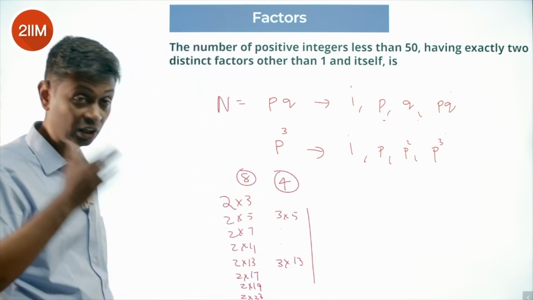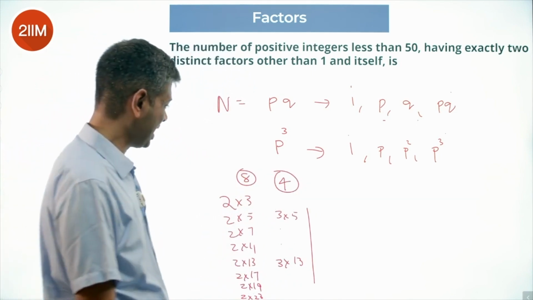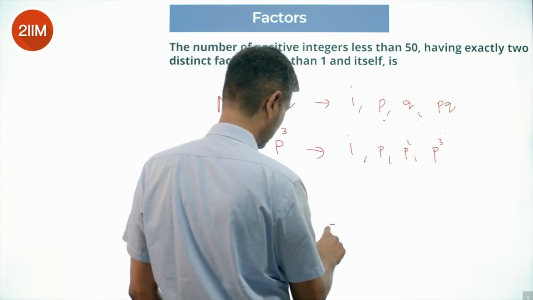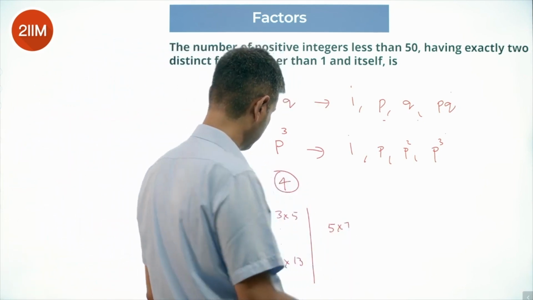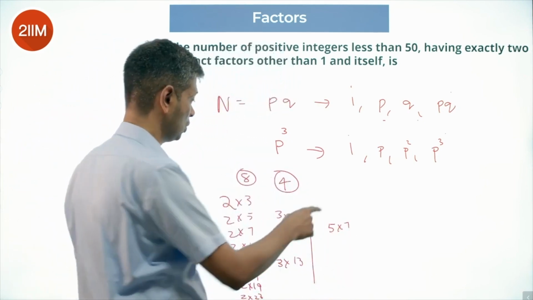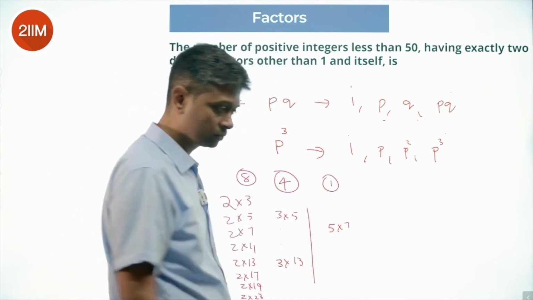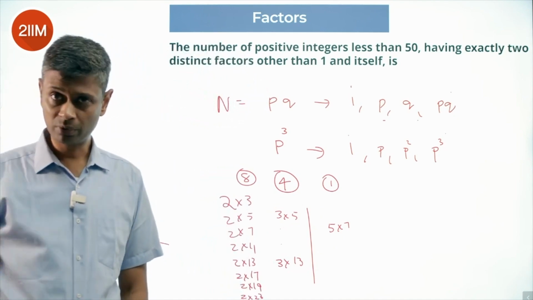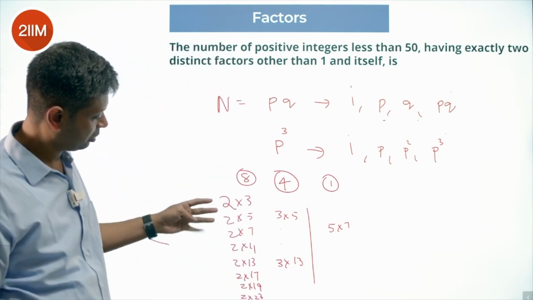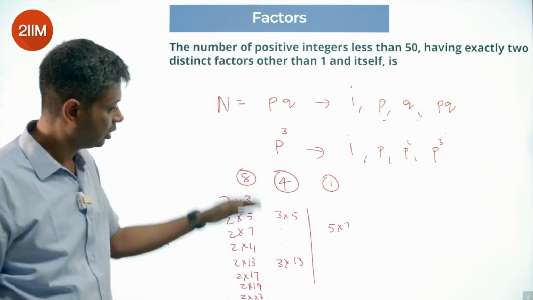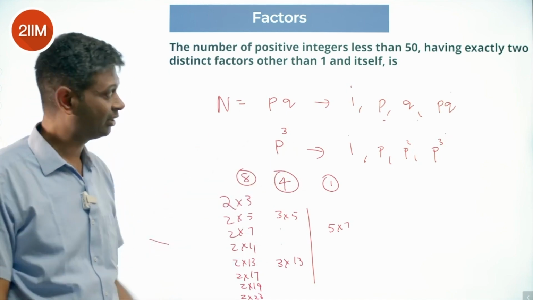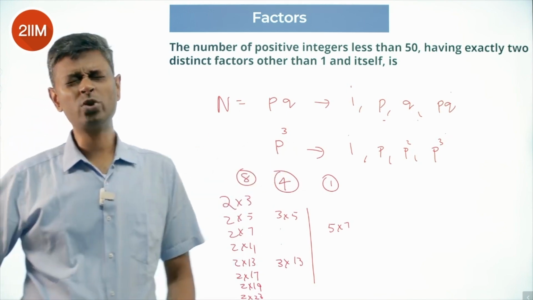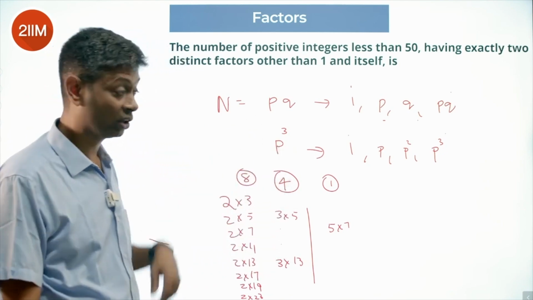3 into 17 is 51, I don't have to worry about it. After this, we have 5 into 7, 35, and 5 into 11 will become more. One number here. I don't have to worry about 7 into 11, that's way above 50. So 6, 10, 14, 22, all of these numbers, 8 of them, plus 4, 12, plus 1, 13. I almost marked down 13 because I'd completely forgotten this.